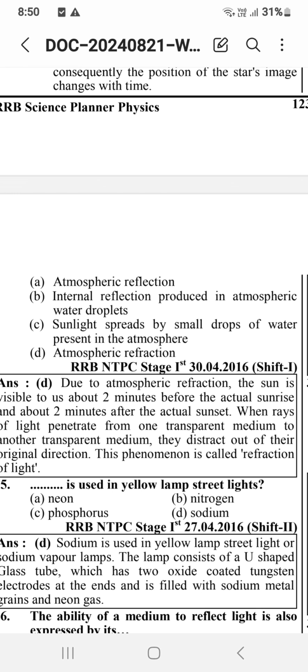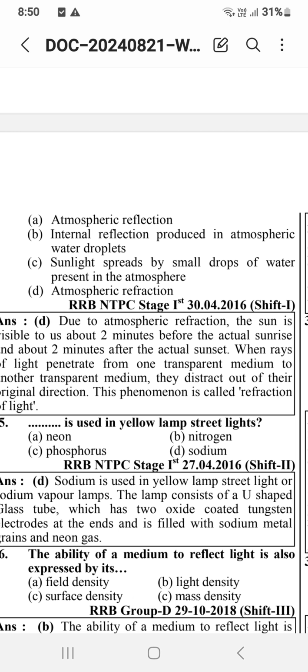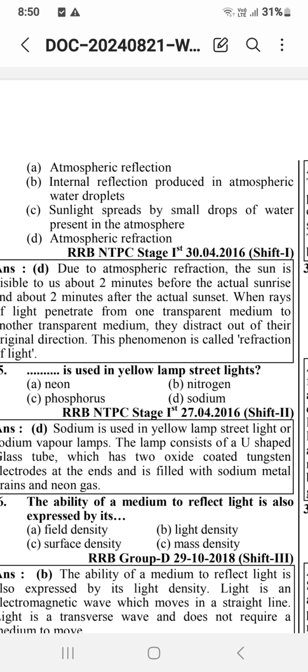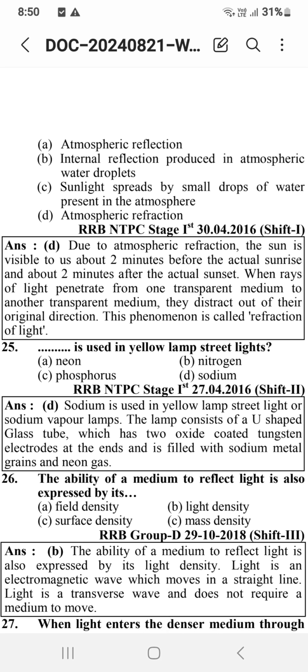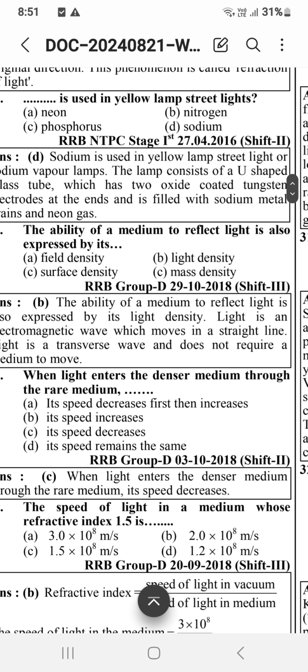Sodium is used in the yellow lamp street light. The ability of a medium to refract light is also expressed by its light density. Light is an electromagnetic wave which moves in a straight line. Light is a transverse wave and does not require a medium to move. When light enters the denser medium from the rarer medium, its speed decreases. What is the speed of light in a medium whose refractive index is 1.5? Speed of light in vacuum upon speed of light in the medium.